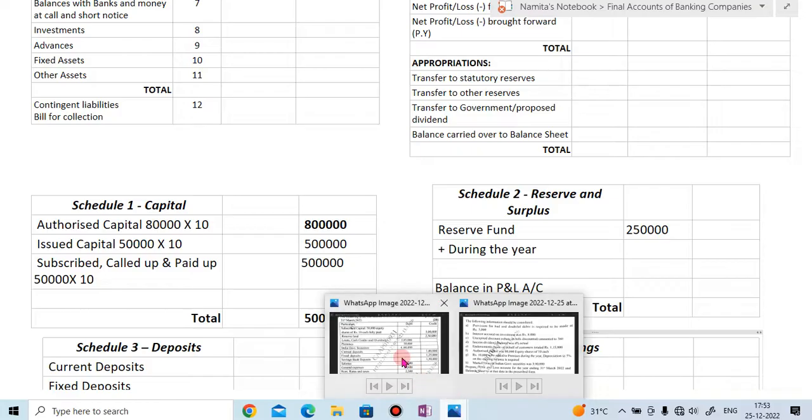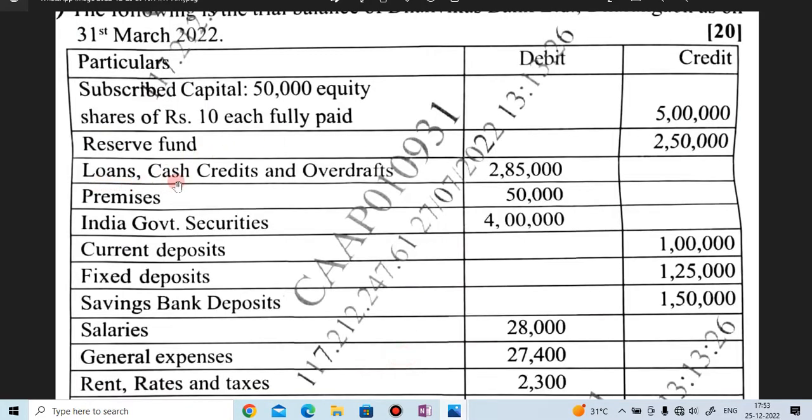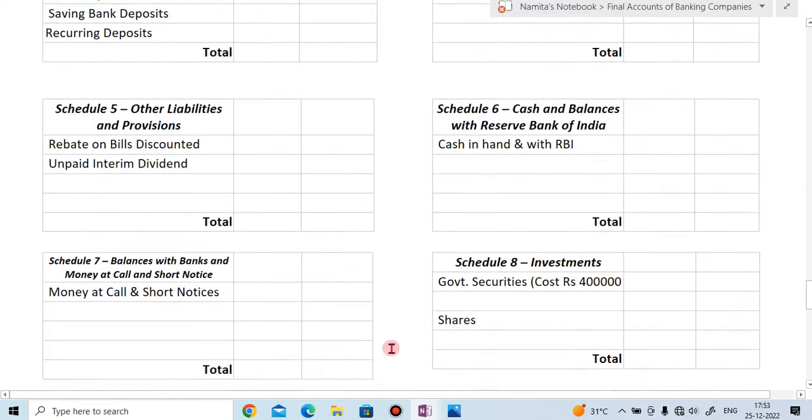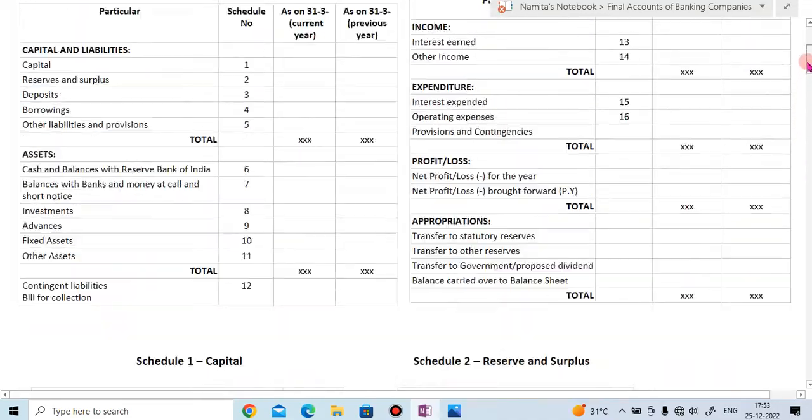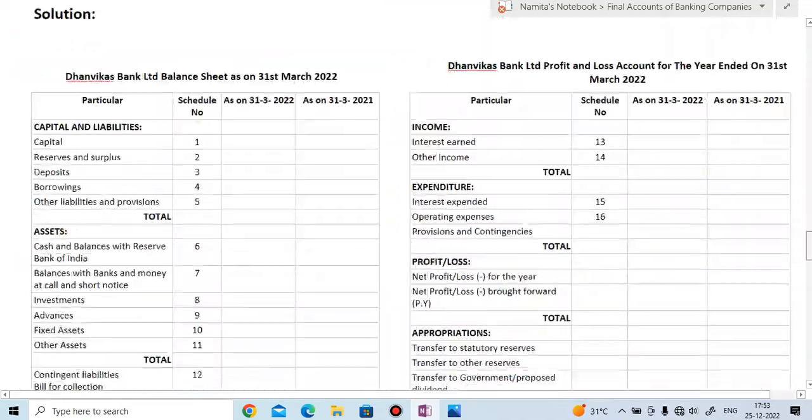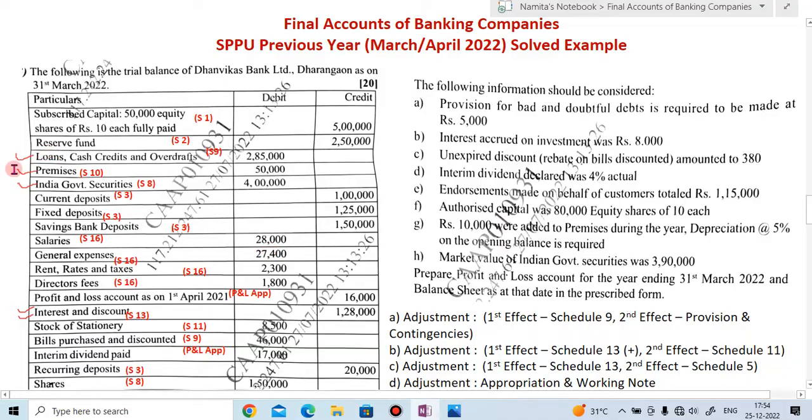Now next entry is what? Loan, cash credit and overdraft, 2,85,000. So this entry will come in schedule number 9, that is advances. So in advances, write loan, cash credit and overdraft, 2,85,000. Okay, now see, on loan, cash credit and overdraft, there is an adjustment. That's why I have put a tick mark.